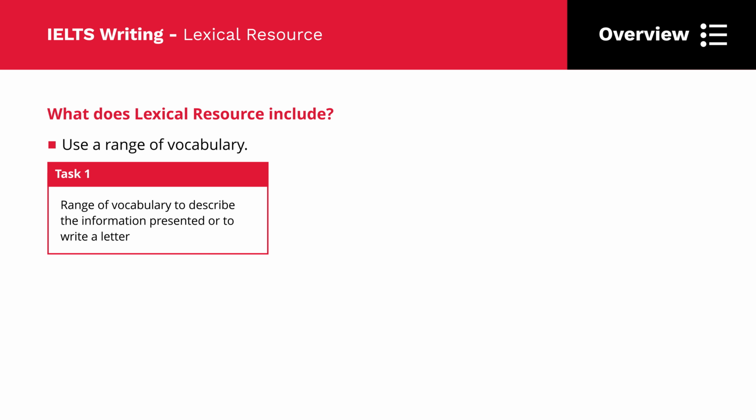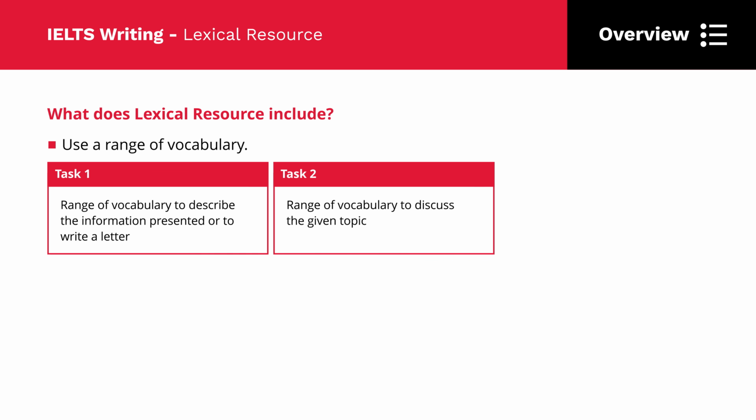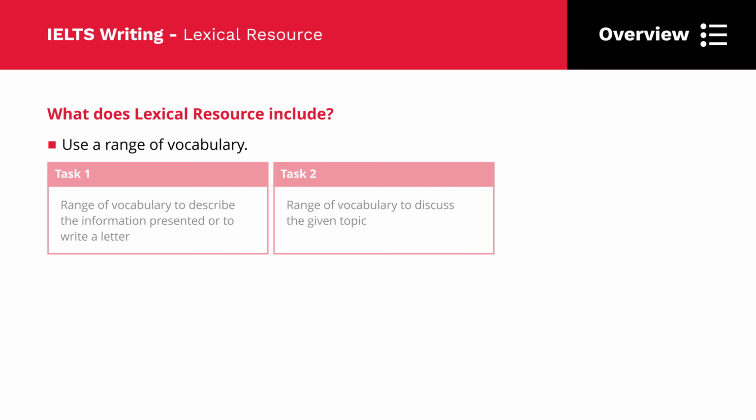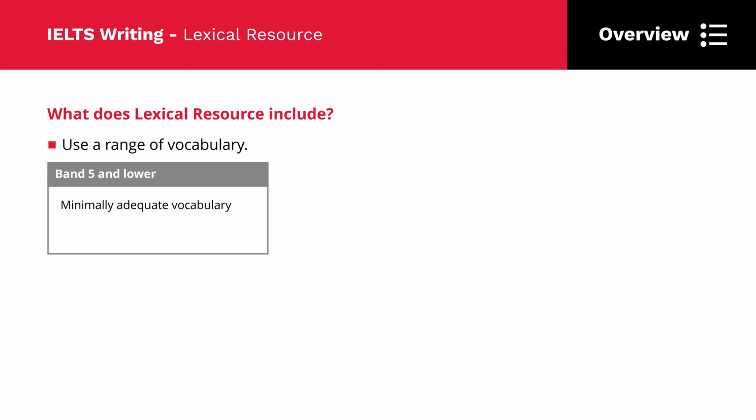So, for Task 1, have you used a range of vocabulary to describe the information that's presented, or to write the letter that's required? For Task 2, have you used a range of vocabulary to discuss the given topic? If your range of vocabulary is limited, but just enough to complete the task, this is described as minimally adequate and falls under Band 5 for lexical resource.